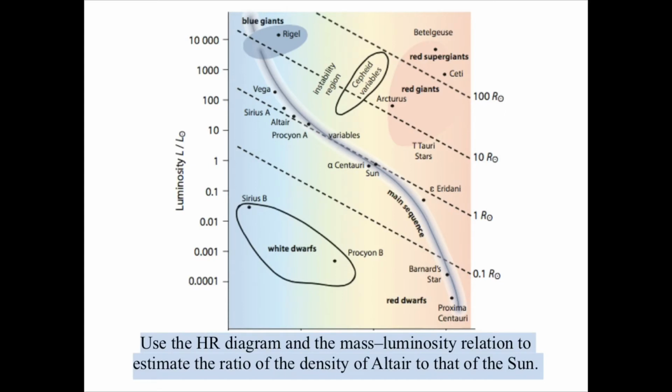Can you use the HR diagram and understanding mass-luminosity to estimate the ratio of the density of Altair to that of the sun?